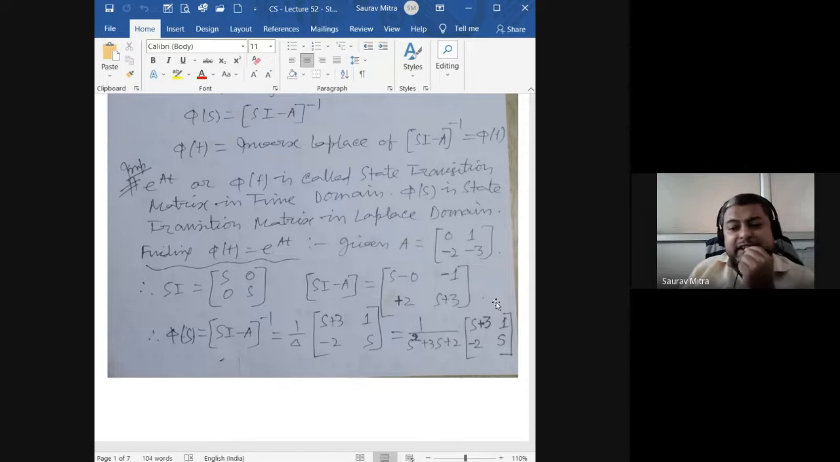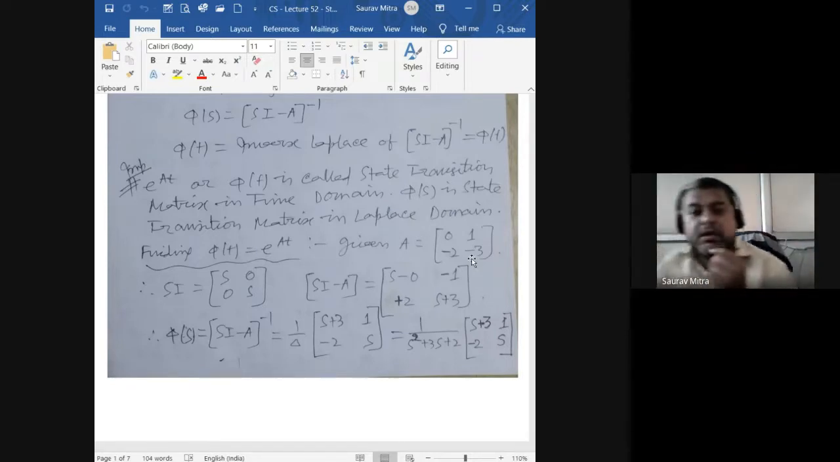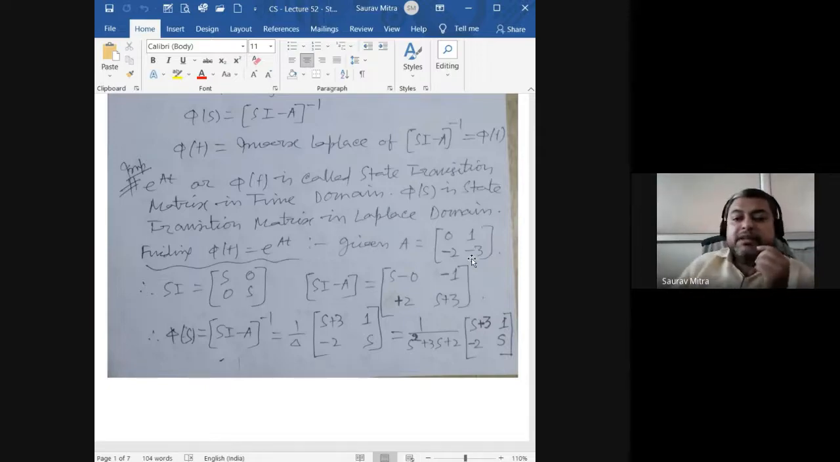Here I have started with a two-dimensional A matrix. Given x dot t equals Ax t plus Bu t, the A matrix or state matrix is given as 0, 1, minus 2, minus 3. In that case, find phi t. So the question is that the A matrix is given as 0, 1, minus 2, minus 3. Now find the state transition matrix, or STM, or phi t, or e raised to At. For finding phi t, first we have to find phi s, the state transition matrix in the Laplace domain. After that we take the inverse Laplace transform of phi s and we get phi t.